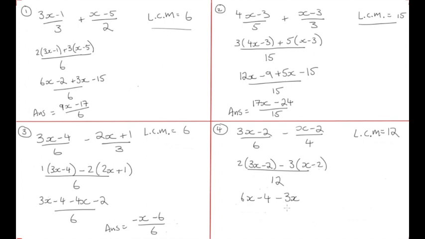Minus 3 multiplied by x is minus 3x, and minus 3 multiplied by minus 2 is plus 6 over 12. 6x minus 3x is 3x, and then minus 4 plus 6 is plus 2, and that's over 12. So our answer is 3x plus 2 over 12.